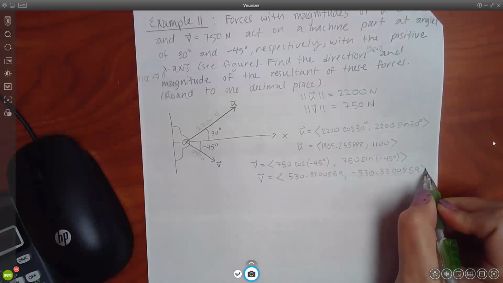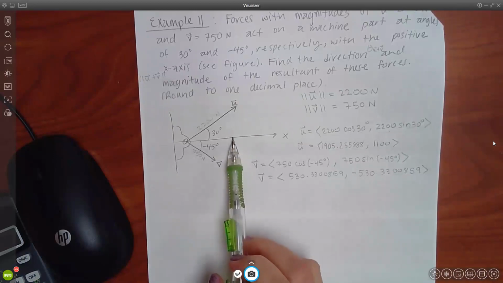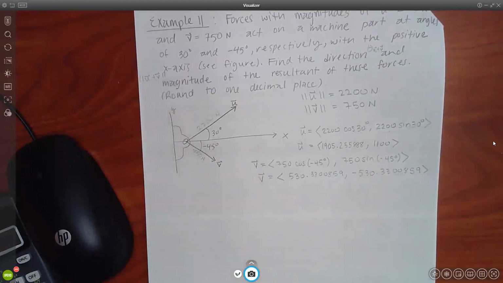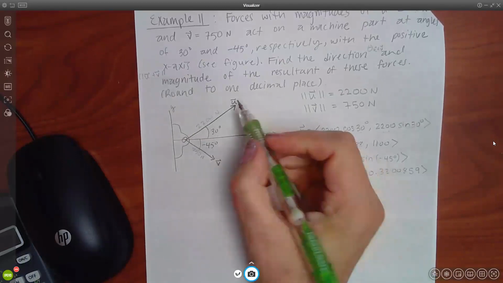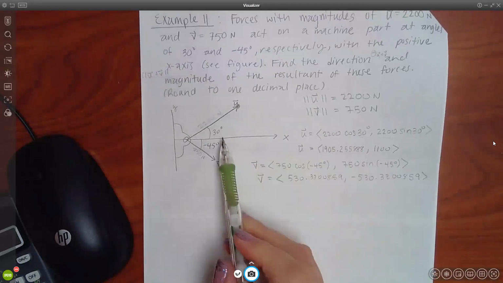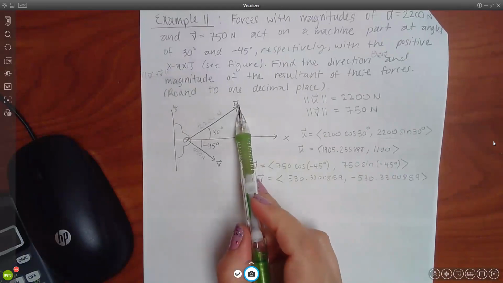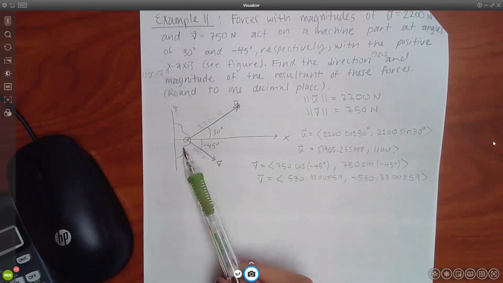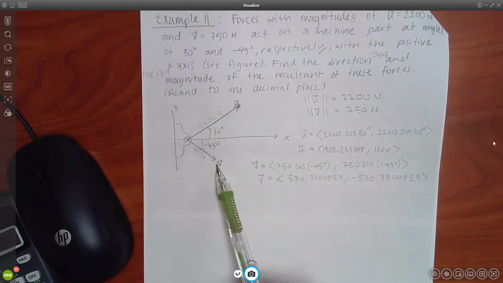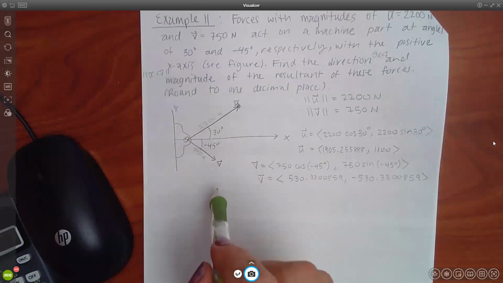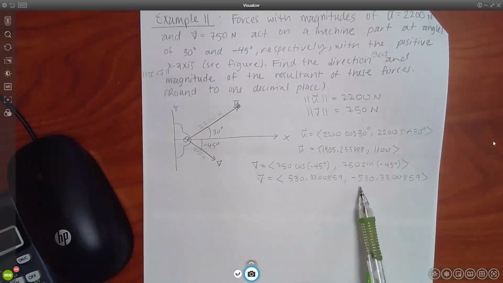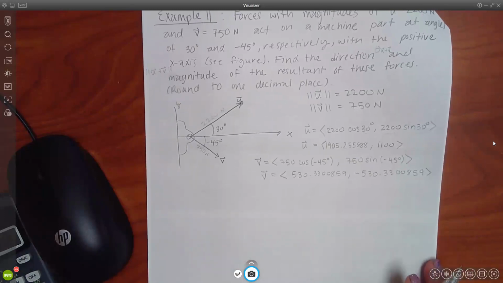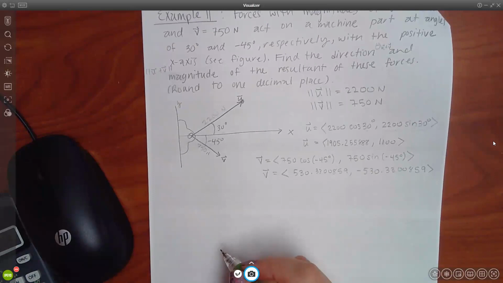And I always like to double check to make sure that everything looks right. If this is my positive x-axis and this is my y-axis, this terminal point right here, shouldn't it be positive x and positive y because of where it's located? And I did get positives for U, okay? But if you look at V, it has a positive x, but it has a negative y value, doesn't it? Okay, and that's exactly what we ended up with here. I just like to confirm that before I keep going, to make sure I'm good to go. From there, we need to talk about this resultant, okay?